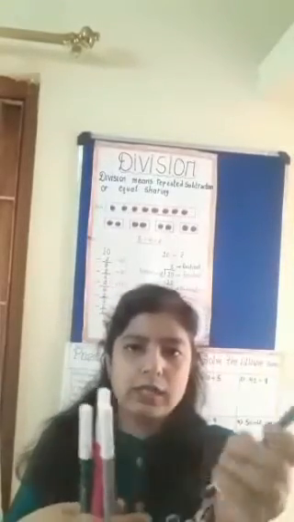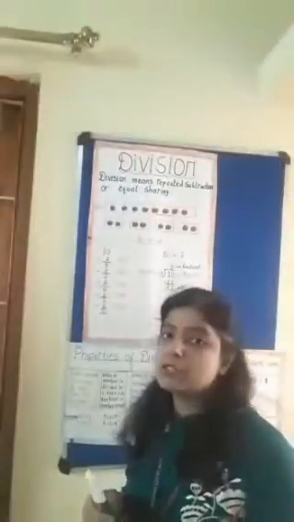Again I am removing 2 sketch pens. I am taking away 2 sketch pens. So how many sketch pens are left with me? 1, 2, 3, 4. Now 4 sketch pens are left with me. So, 6 minus 2 is 4. Again and again, I am doing the subtraction of 2 here.